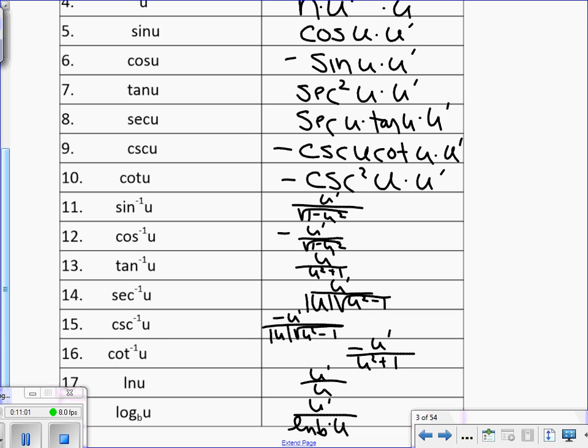Inverse sine, inverse tan? They're both just u prime over something. They both have a 1 and a u squared. Yeah, tan has the plus. It's like the t in tan.